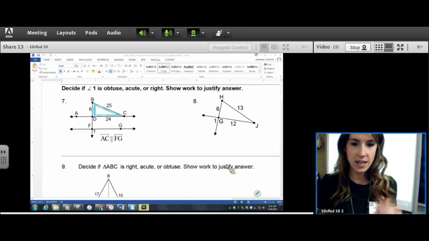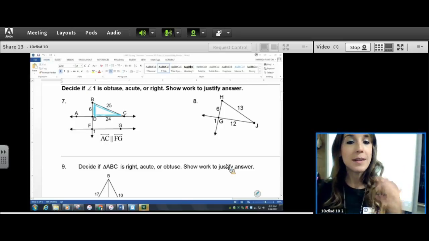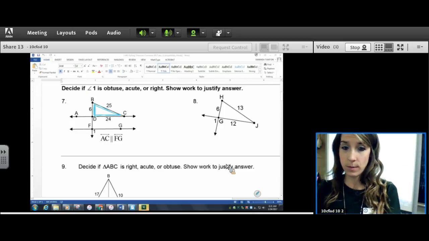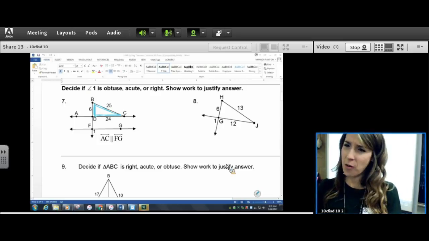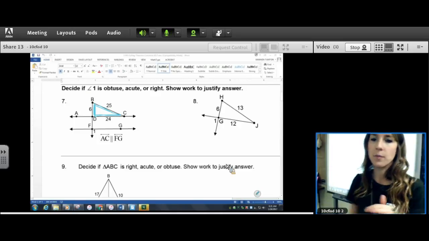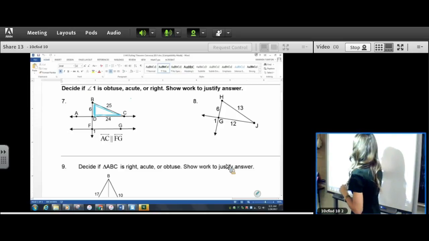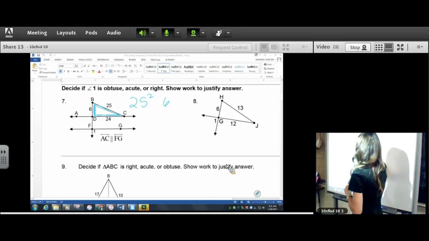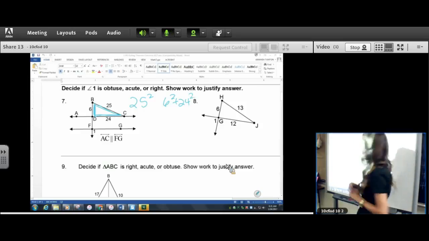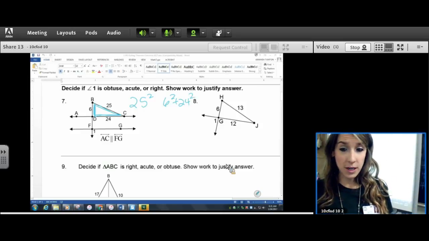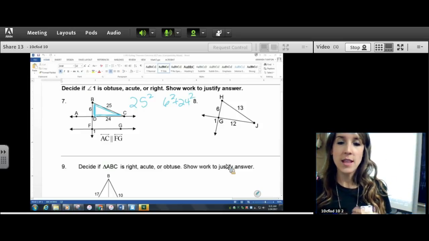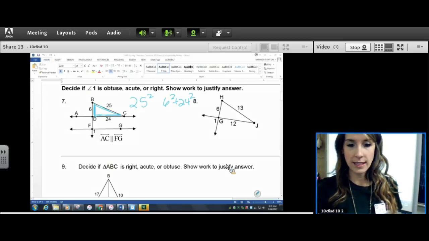We can determine if triangle BDC is acute, obtuse, or right. It's asking about angle 1, but we're not there yet. So we can determine if this one is acute, obtuse, or right. So we're going to do what we know how to do. We're going to write Pythagorean theorem backwards because it's a converse. And then we're going to give it a greater than or a less than symbol.